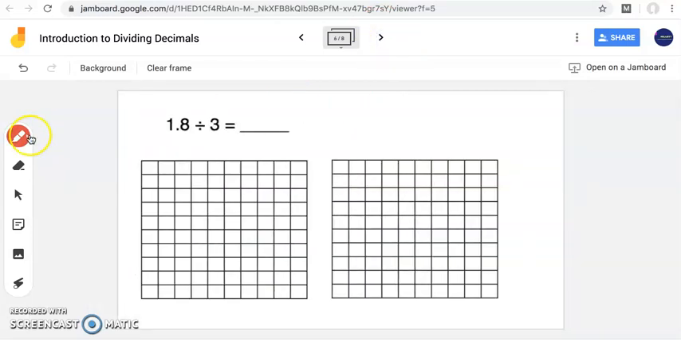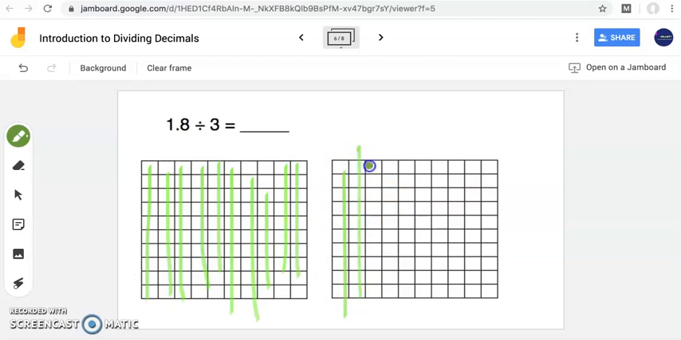For this one here, we have 1 and 8/10 divided by 3. So first I'm going to shade in the one whole, and then I'm also going to shade in 8/10.